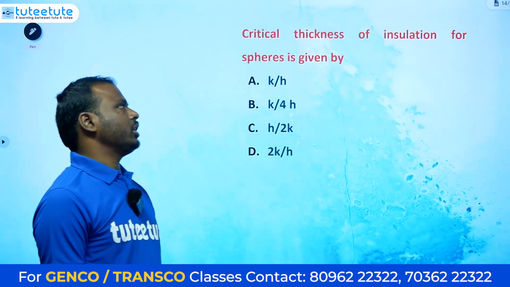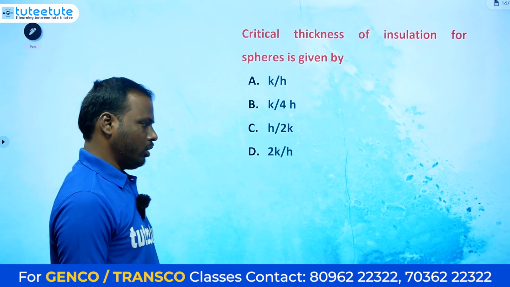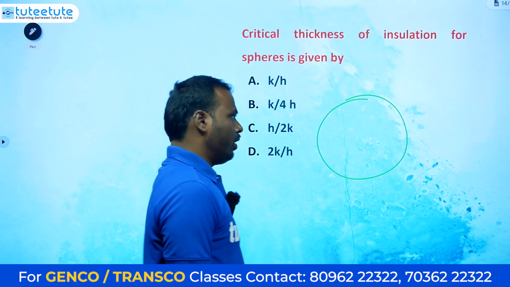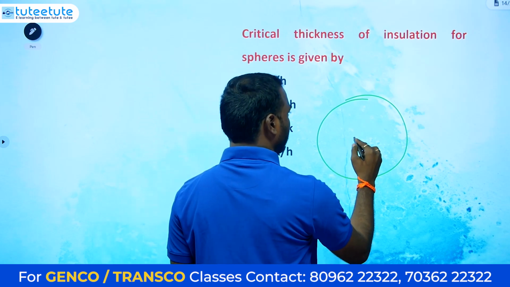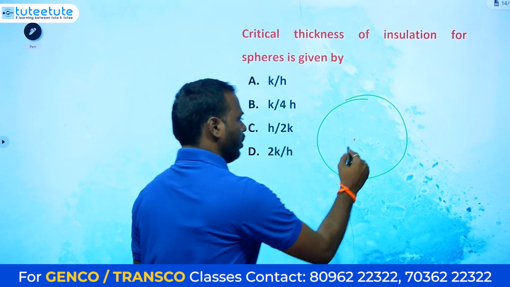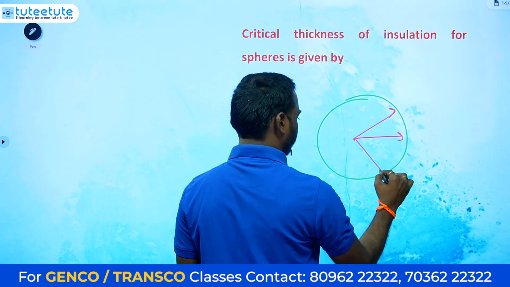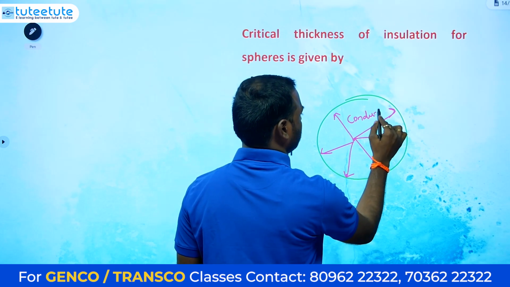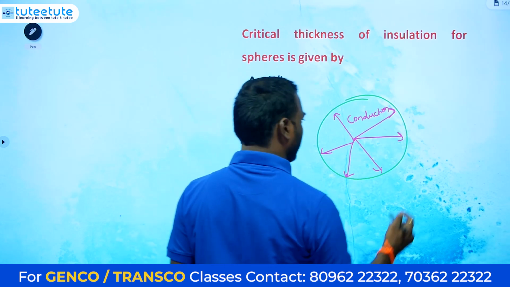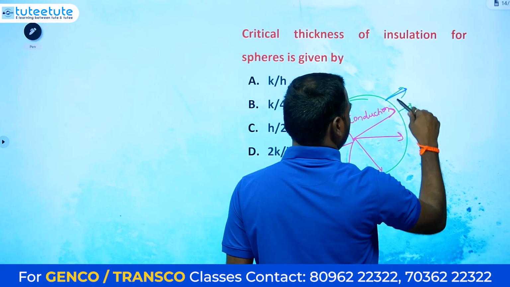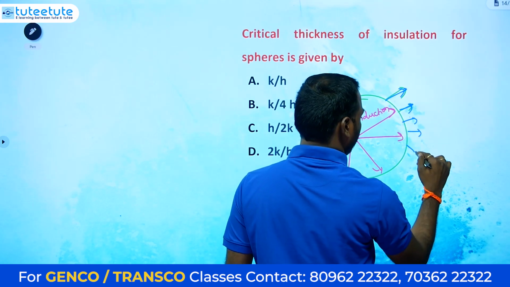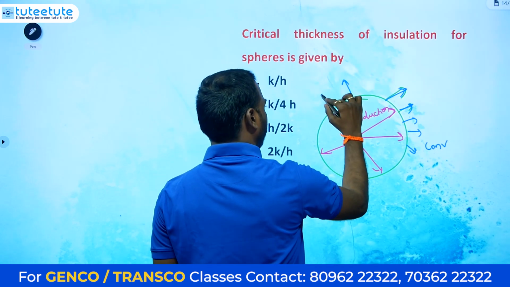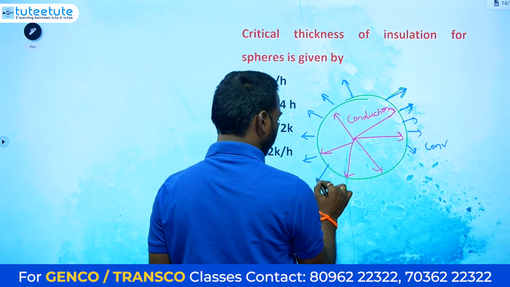Critical thickness of insulation for spheres. Here, critical thickness of insulation is nothing but, suppose I have a sphere, there are two cases. Within the sphere or within the cylinder, whatever I have, the heat transfer during this place is the conduction mode. Whereas this one is the convection mode, because it is surrounding the atmosphere.